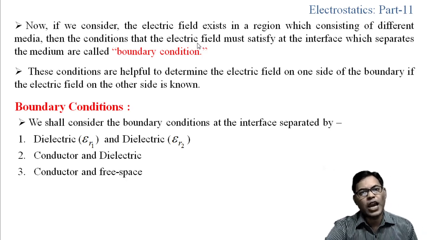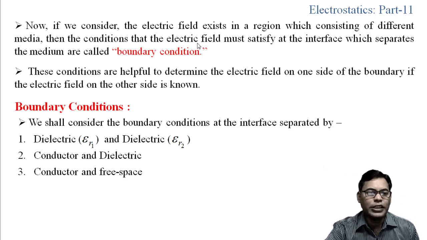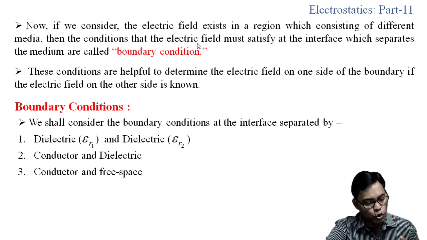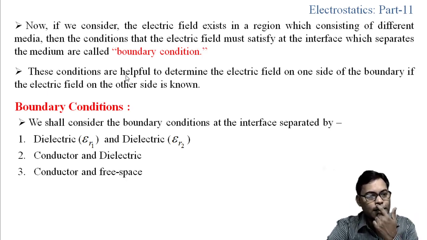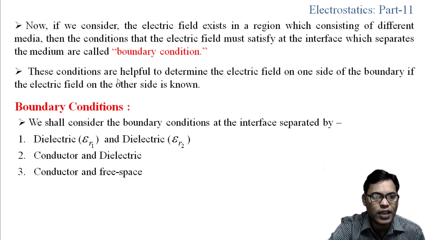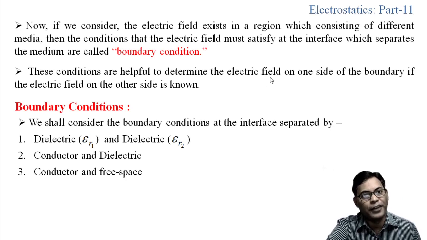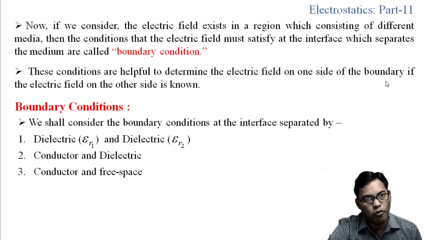Now why do we need to study the boundary conditions? If the information about the electrostatic field is known to us in one medium, then we can calculate the electrostatic field in the other medium by using these boundary conditions. So that is written here. These conditions are helpful to determine the electric field on one side of the boundary if the electric field on the other side is known.